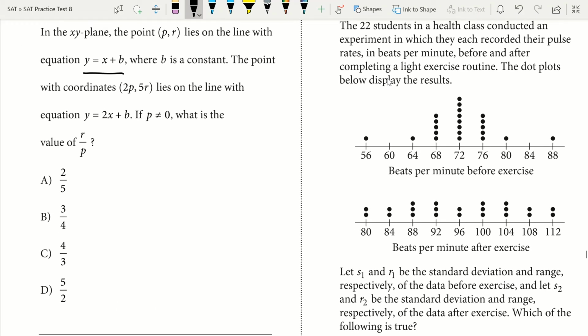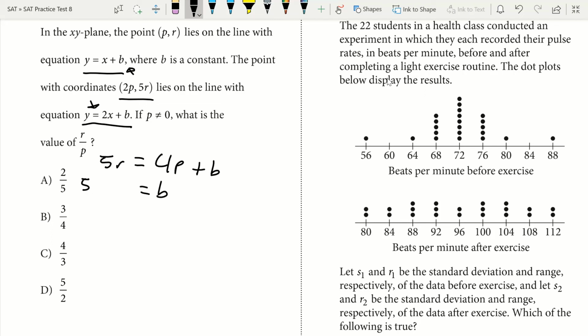27, in the xy plane, the point p, r lies on the line with equation y equals x plus b, where b is a constant. The point with coordinates 2p, 5r lies on the line y equals 2x plus b. If p can't equal 0, what's the value of r over p? All right, so what we're going to do is plug in our points 2p and 5r into this equation right here. So we're going to have 5r equals 2x. We're told that x will equal 2p, so 2 times 2p will give me 4p, 4p plus b. I'm going to solve for what b is going to equal, and then plug it into my equation up top. So that means b will equal 5r minus 4p after I subtract 4p from each side.